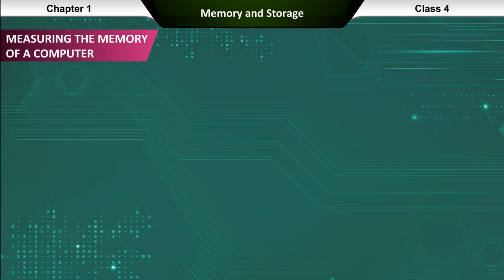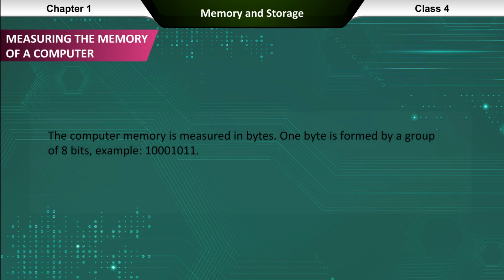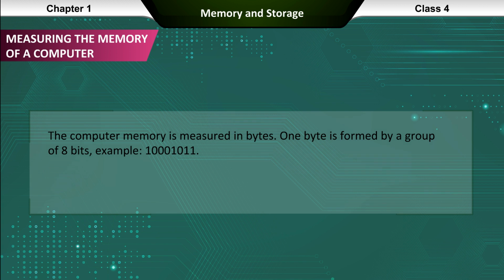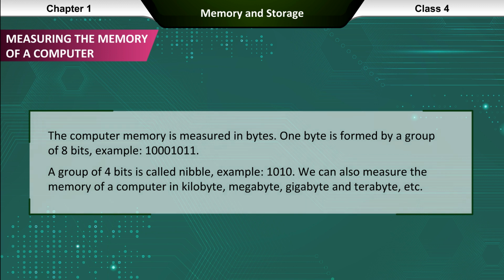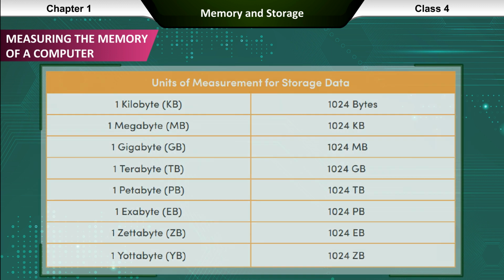Measuring the memory of a computer. The computer memory is measured in bytes. 1 byte is formed by a group of 8 bits. Example, 10001011. A group of 4 bits is called a nibble. Example, 1010. We can also measure the memory of a computer in kilobyte, megabyte, gigabyte, and terabyte, etc.